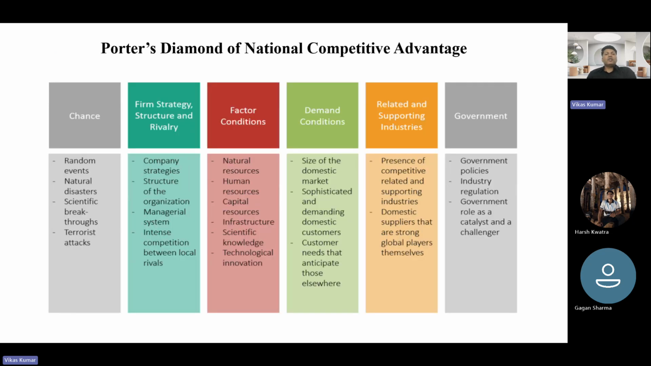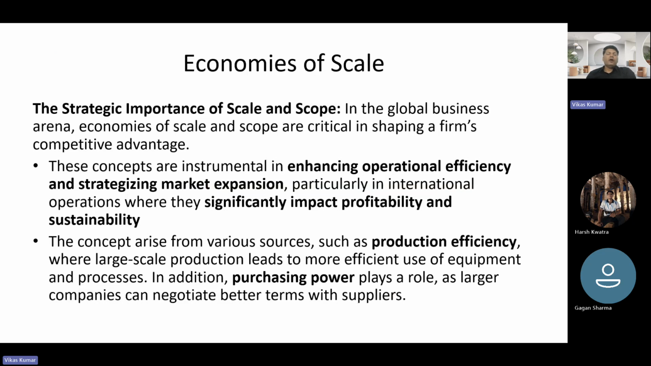Now we start with today's topic, economies of scale. You might have gone through this in economics class also. Economies of scale means lowering the cost of production per unit. This is strategically very important in terms of scale and scope. In the global business arena, economies of scale and scope are critical for shaping a firm's competitive advantage. This is directly connected with the Porter diamond model for competitive advantage, where you achieve operational efficiency and production efficiency.